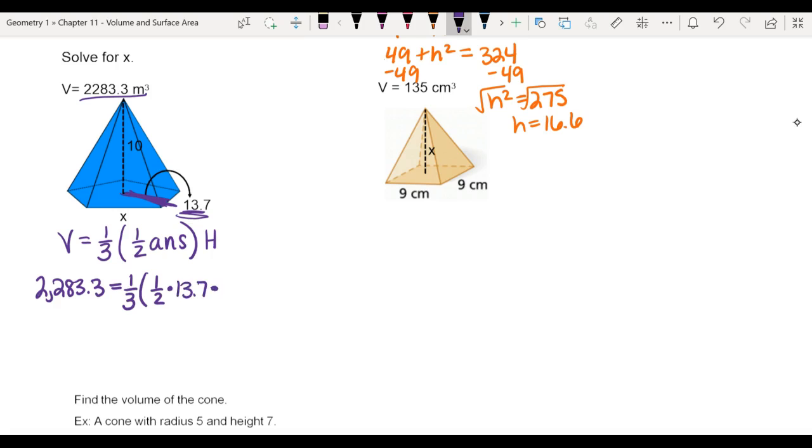Okay. N is the number of sides on my bottom. So the number of sides here is what? 5. And then S is the length of each of those sides, and that's what I'm missing. I'm missing the length of my sides, so I'm going to call that X. And then 10 is the height of my shape. Then you're going to multiply all of the numbers on this side together. So I'm going to multiply 1/3 times 1/2 times 13.7 times 5 times 10 and get an answer.